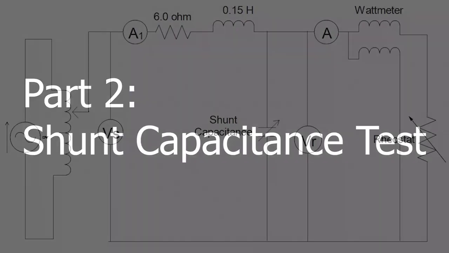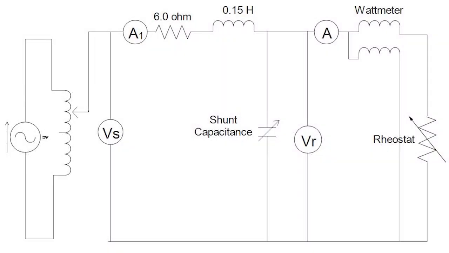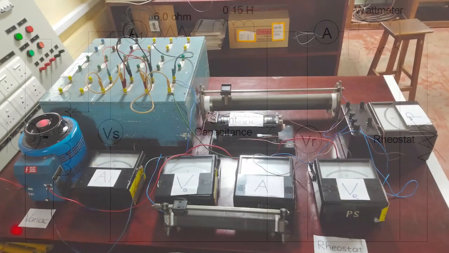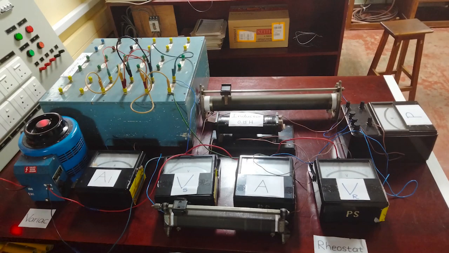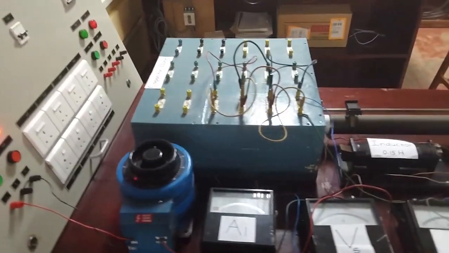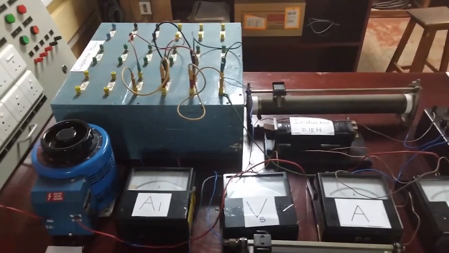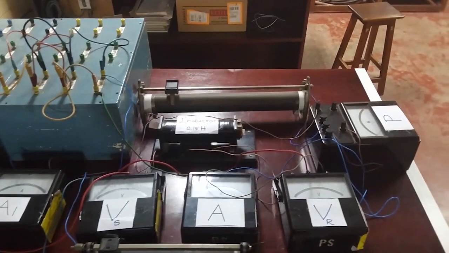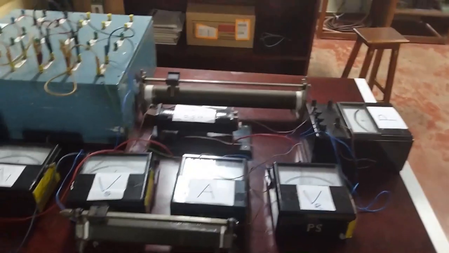Now let's move on to part 2 of the practical, the shunt capacitance test. This is the circuit that we are going to connect for part 2. So now you can see how we have connected the circuit as shown in the previous figure. Here the capacitor bank is connected in parallel to the circuit. Since this is a simple circuit, we are not going to see the connections one by one. Okay, so let's get started with the practical.